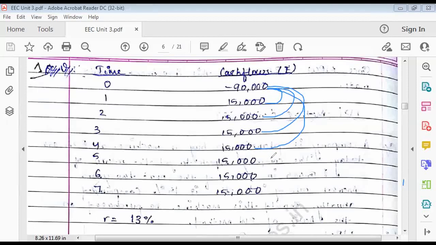The fifth question you're going to ask is, what is the present value of 15,000 rupees that you're supposed to receive after 5 years? The answer will be given by R5 divided by (1 plus R) whole to the power 5. The sixth question you're going to ask is, what is the present value of 15,000 rupees that you're supposed to receive after 6 years? The answer will be given by R6 divided by (1 plus R) whole to the power 6.